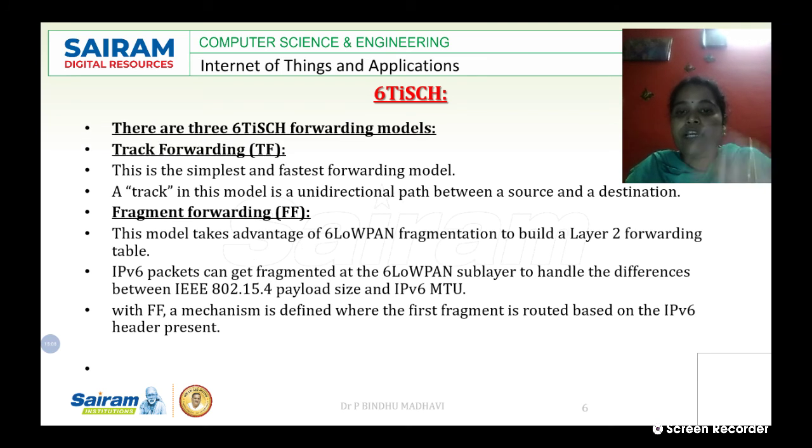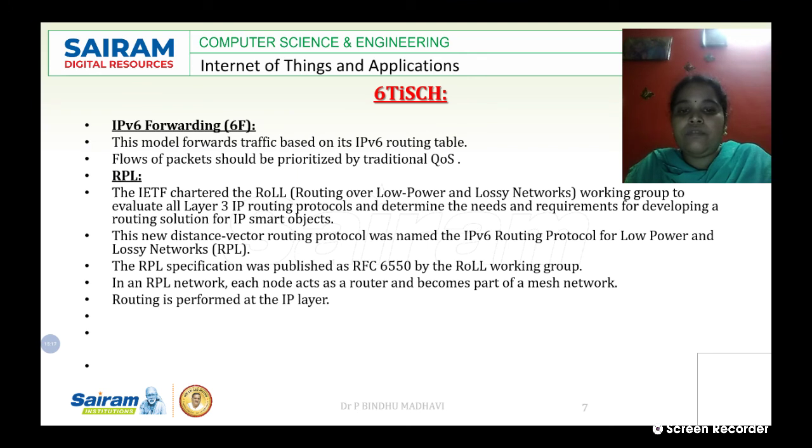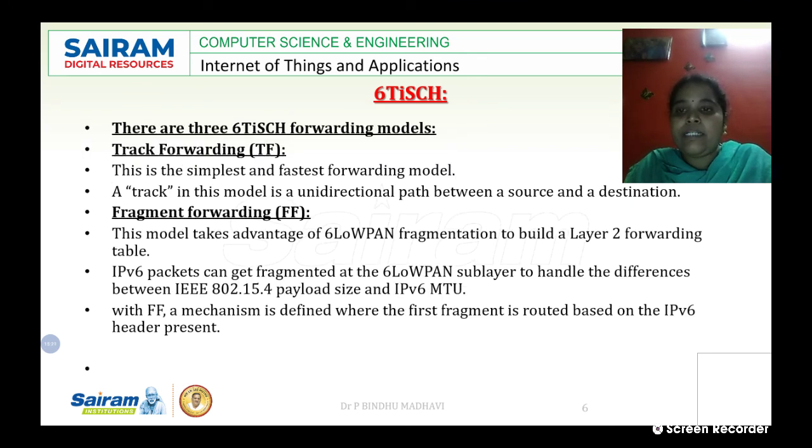There are three different forwarding models with 6TiSCH. This is a standard operating technology I mentioned. The first one is track forwarding, the second one is fragment forwarding, and the other one is IPv6 forwarding. Okay, let us see what track forwarding is.